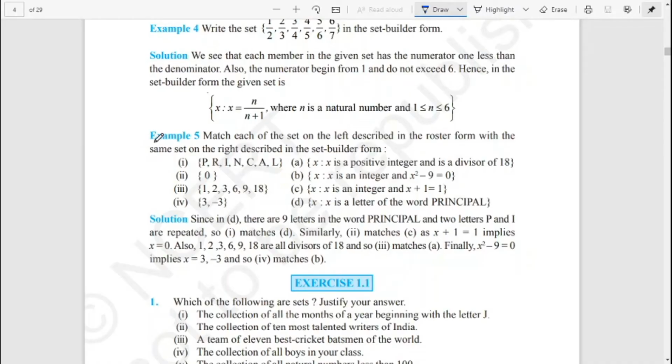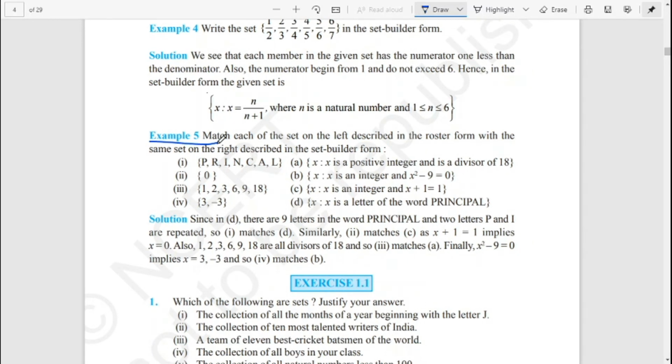Here we'll go through one example. Okay, match each of the sets on the left described in roster form with the same set on the right described in set builder form. Let's see. We have P, R, I, N, C, I, P, A, L. What do you think it belongs to? To what does it match? It does not match this one. Not even this, C, D. Why does it match this one? X such that X is a letter of the word principal.